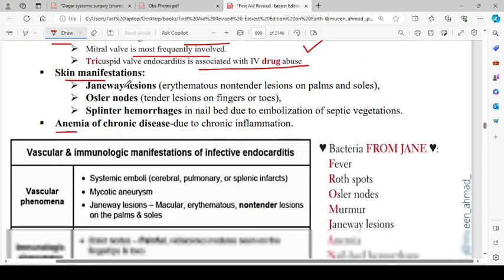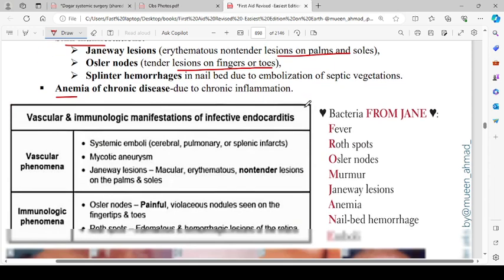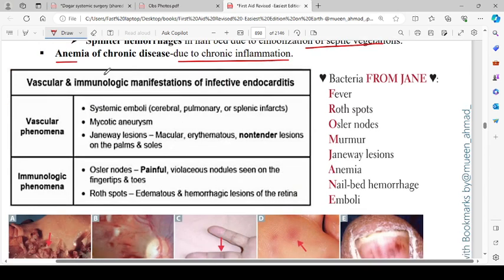Skin manifestations: Janeway lesions, erythematous non-tender lesions on the palms and soles. Osler nodes, tender lesions on the fingers or toes. Splinter hemorrhages in the nail bed due to embolization of septic vegetations. Anemia of chronic disease due to the chronic inflammation. So vascular and immunologic manifestations of infective endocarditis are vascular phenomena and immunologic phenomena.